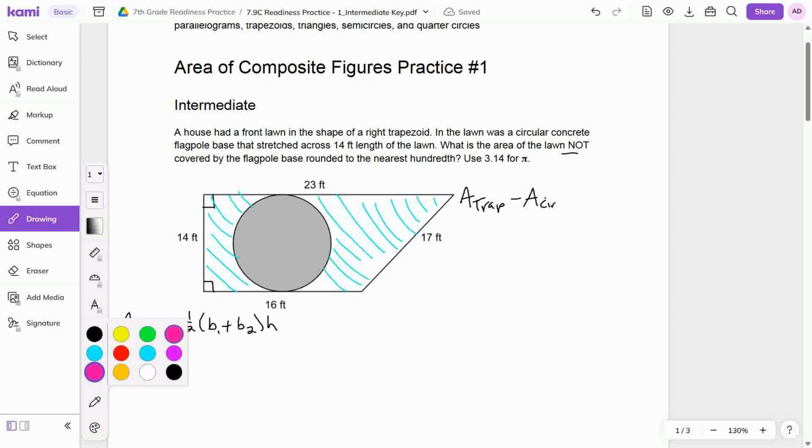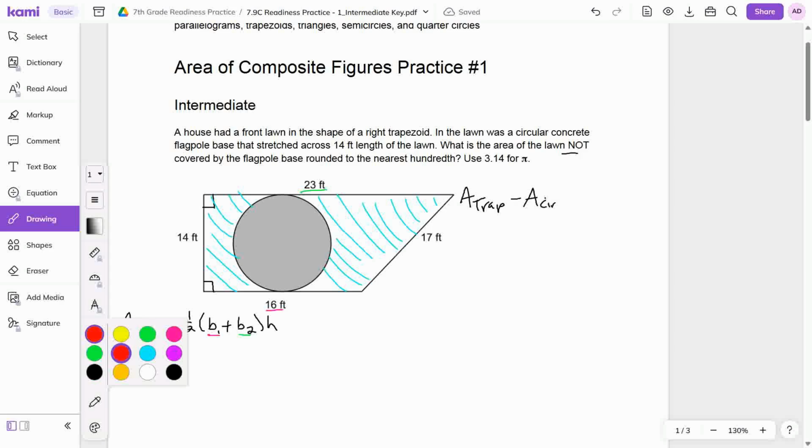So our bases are going to be the pair of parallel sides. So what are the two sides that are parallel to each other? So let's label this bottom one base 1. Doesn't really matter which one is base 1 and base 2. Let's label this top one base 2. Now we need our height.